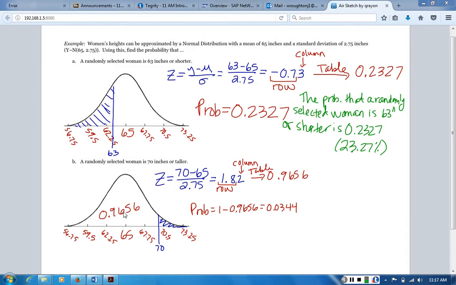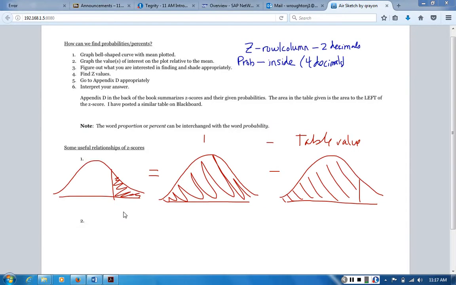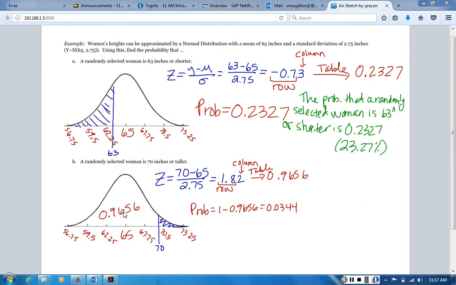Alright, so how do I know when to use this rule? I refer to this just like the picture says, if you're ever shaded right. So whenever you're shaded right, you're going to use this 1 minus rule. Alright, so then all we're left with here is the interpretation.